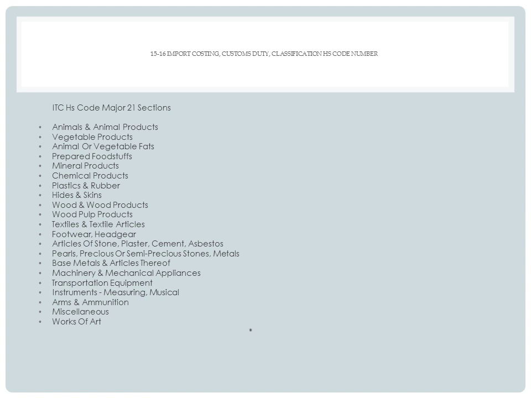Footwear, headgear, articles of stone, plaster, cement, asbestos. Pearls, precious or semi-precious stones, metals, base metals and articles thereof. Machinery and mechanical appliances. Transportation equipment. Instruments, measuring, musical, arms and ammunition. Miscellaneous, works of art.